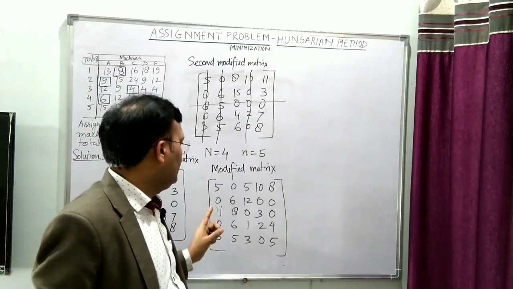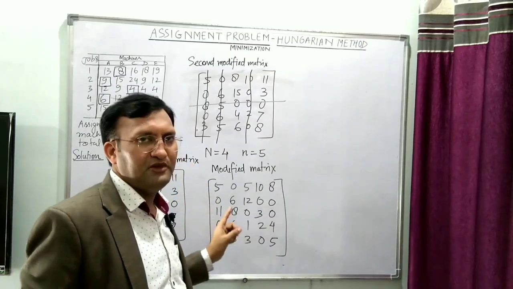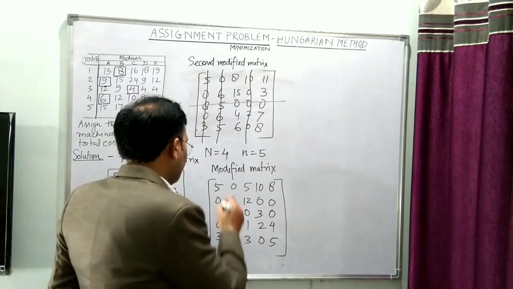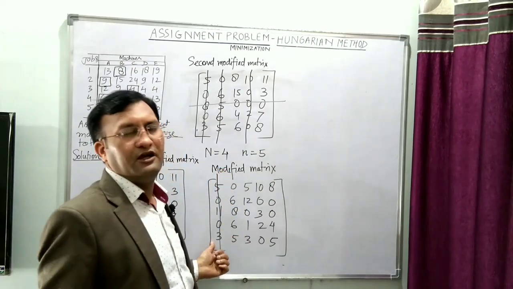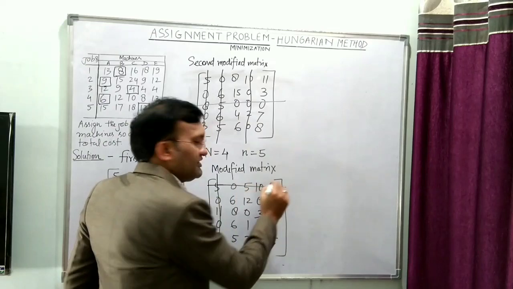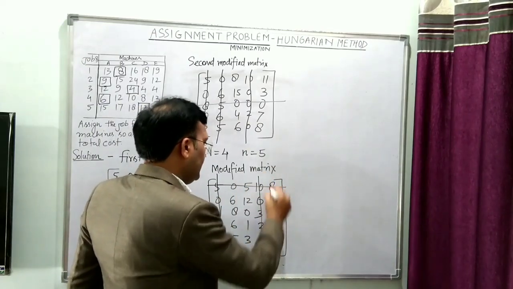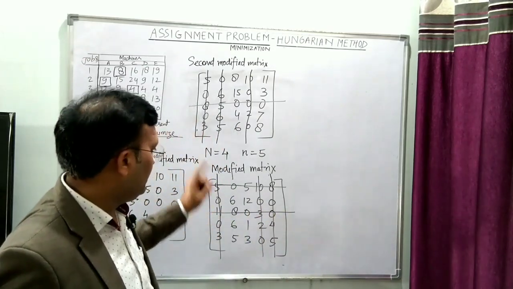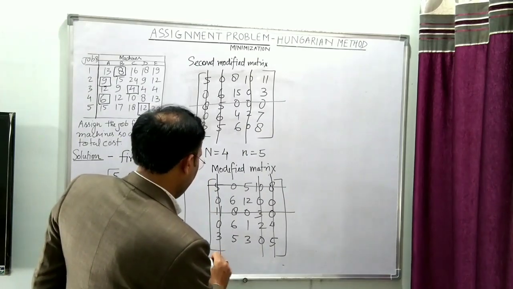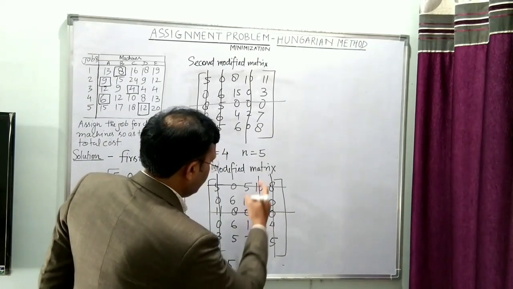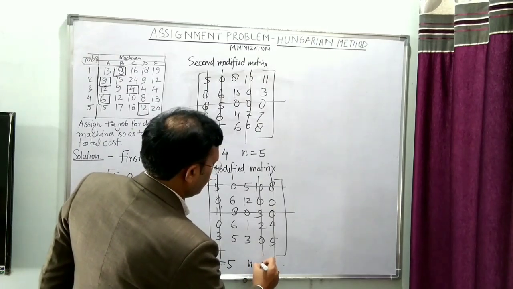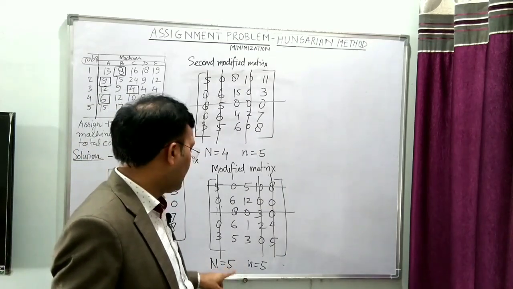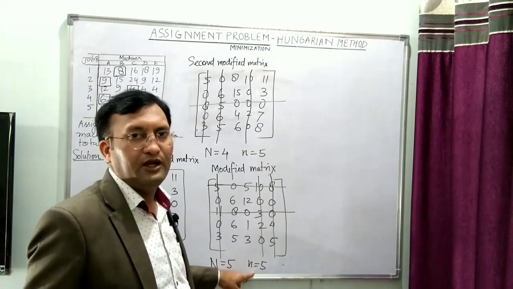Now further we need to do the similar procedure. We have to draw the minimum number of lines in order to cut all the 0s. So this is the first line we have drawn, this is the second line, and this is the third, this is fourth, and this is fifth. So now we can see that the number of lines, capital N, is equal to 5, and the order of matrix, small n, is also equal to 5. So now we can have an assignment because our number of lines is equal to the order of the matrix.